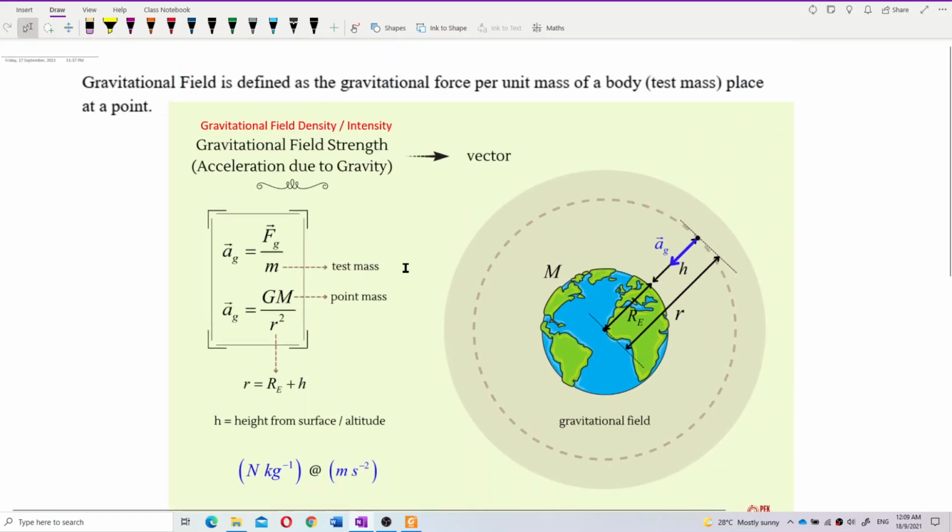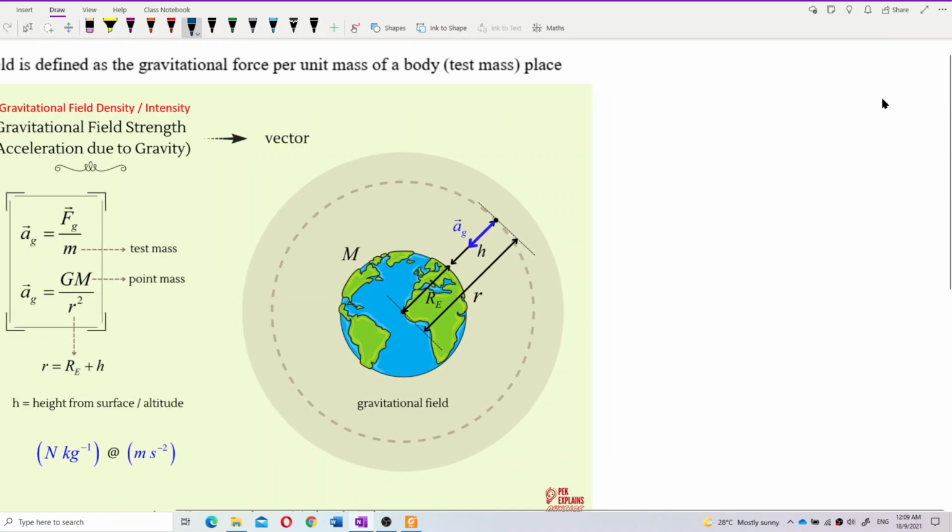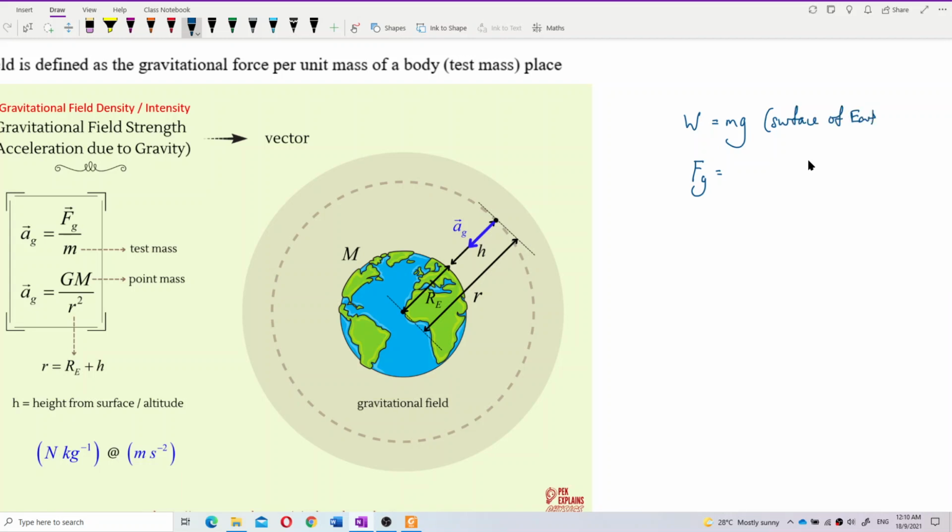I'm sure last time you learned about this formula. You learned gravitational force. Gravitational force is actually the weight of an object, which is mg, isn't it? So now we don't write W equal to mg, because that one is only for on the surface of Earth. When near to Earth's surface, instead of W, we use Fg. The mass is still the same, and instead of g, we use Ag, also gravitational field strength.